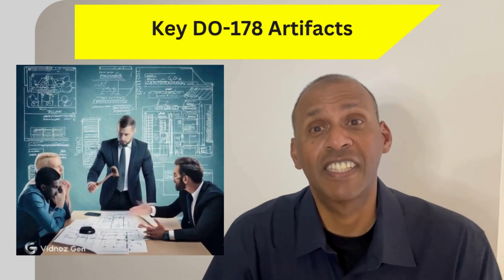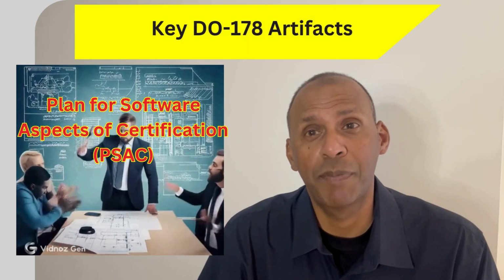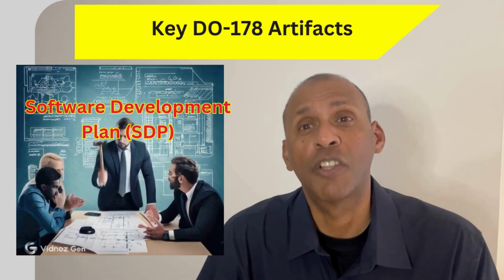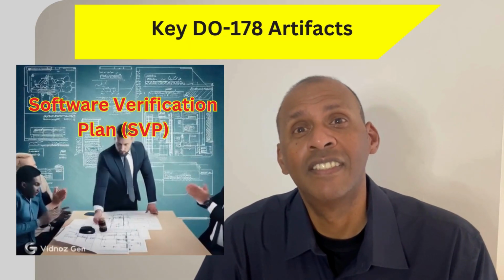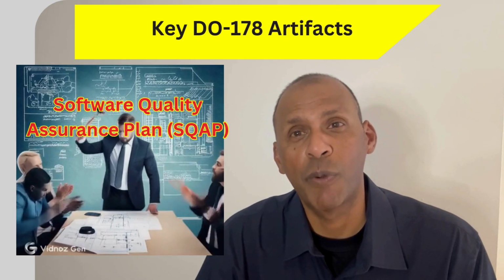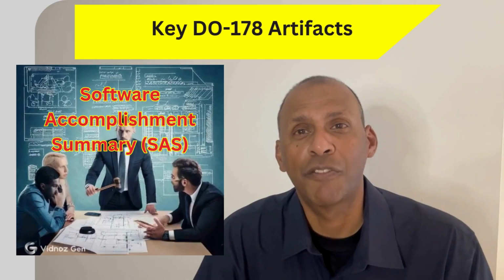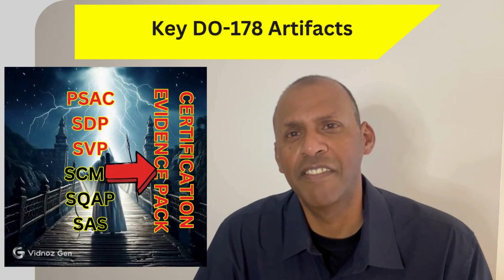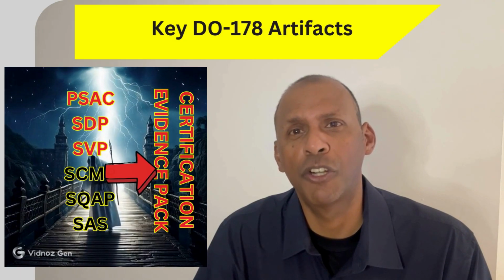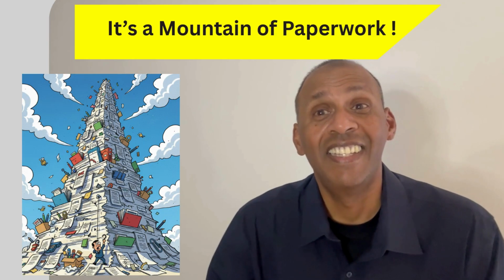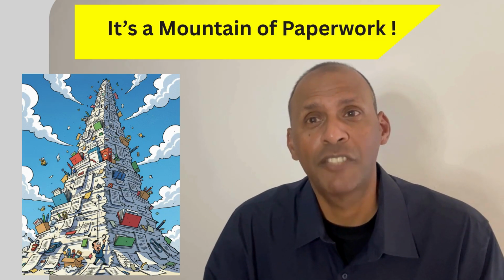The key artifacts include the plan for software aspects of certification, software development plan, software verification plan, software configuration management plan, software quality assurance plan, software accomplishment summary. All these feed into the certification evidence package that shows how you controlled and verified every step of the development. Yes, it's a mountain of paperwork, but it's also your proof of airworthiness.